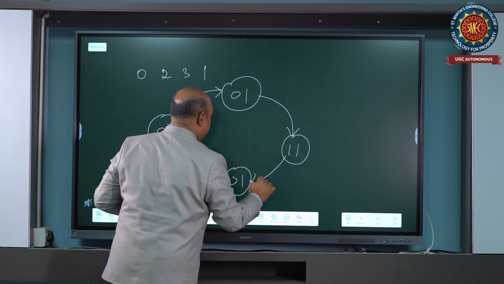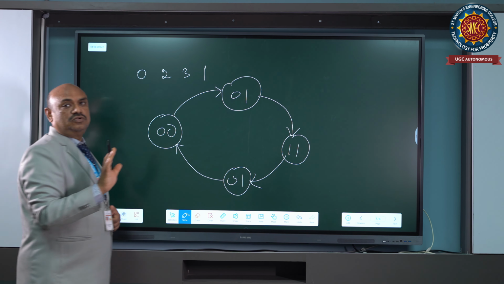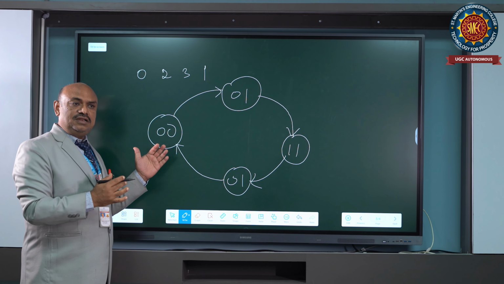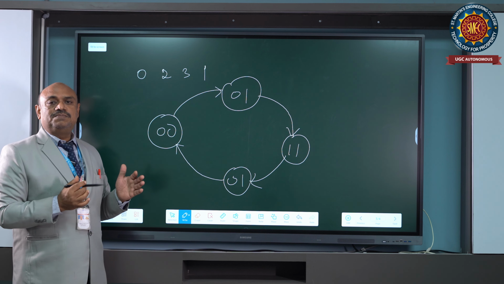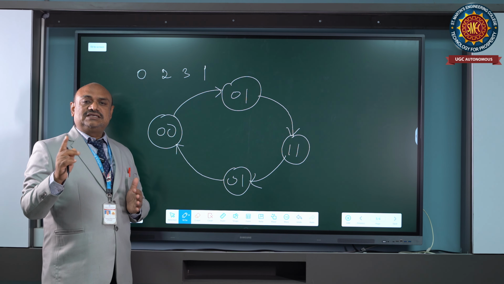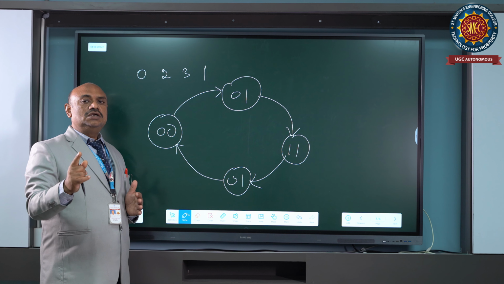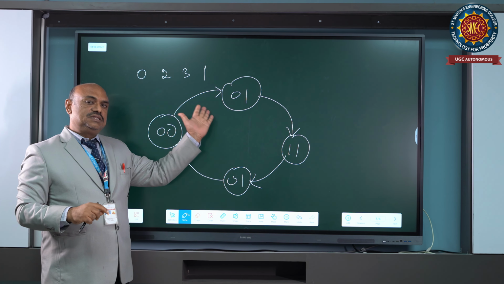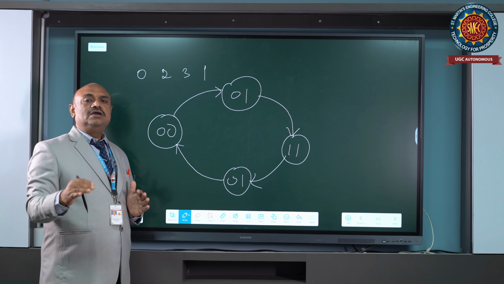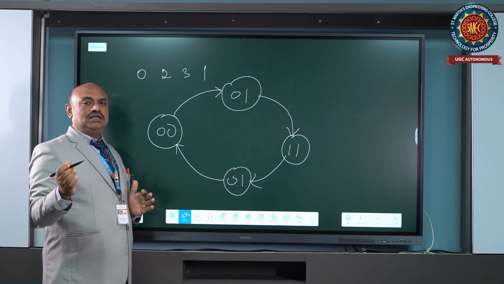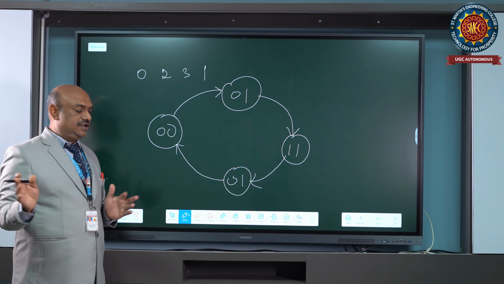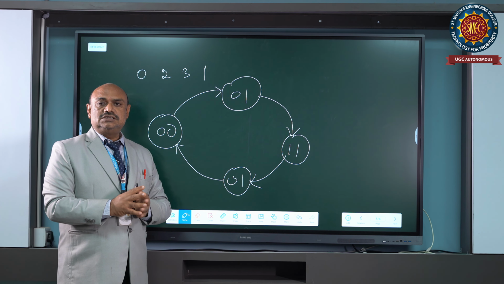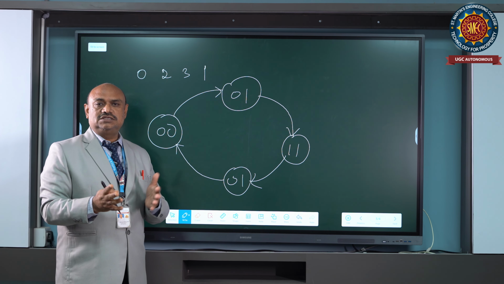This state diagram of a 2-bit synchronous counter can be converted into a state table, and by the same method, either the T flip-flop or JK flip-flop excitation table can be used to fill this state table. After filling the state table, by using K-map we'll get the equation, and after getting the equation, we'll draw the logic diagram. Therefore, we can conclude that counter design is a very important topic. Applications we have seen here.